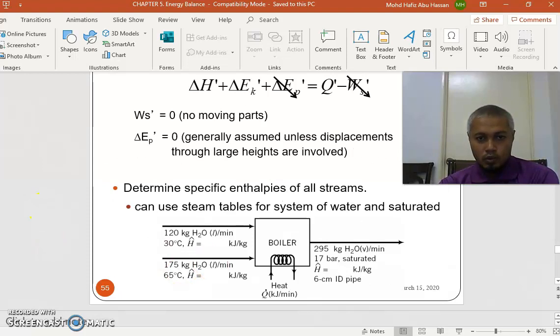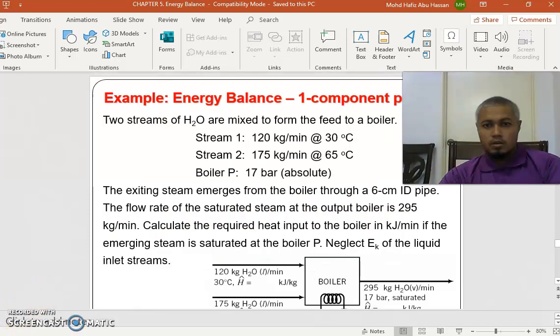So if we go to the solution, how to solve this. This is the flow diagram that we have sketched previously. But before that, we can use the steam table for the system of water and saturated steam. Because from the question we know that the outlet is the saturated steam, so the inlet is the saturated liquid. So we need to refer to table B.5 or table B.6 to solve this question.